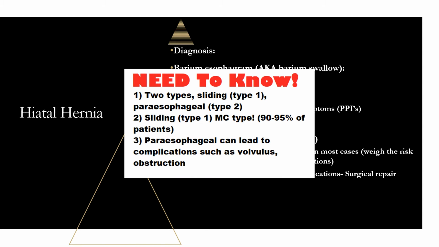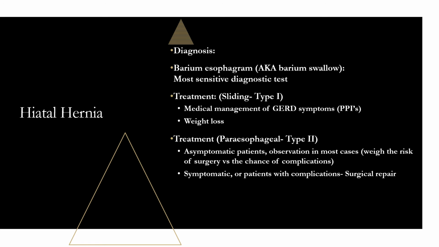Now, I'm going to start putting need-to-know things for all the diagnoses that we're going through, because there's a few things I feel with every disease. There's maybe 2 or 3 things that you absolutely have to know. So for hiatal hernia, the 3 things I think you need to know is, first, that there's 2 types, again, sliding or type 1, and paraesophageal or type 2. You need to know that type 1 is going to be your most common type, about 90 to 95% of patients. And you need to know that paraesophageal can lead to complications such as volvulus or obstruction. That's a little bit more serious.